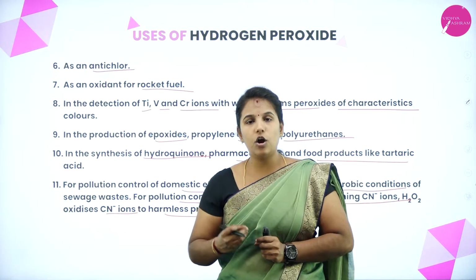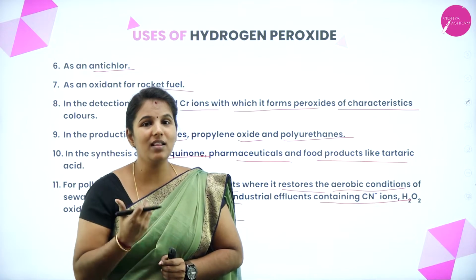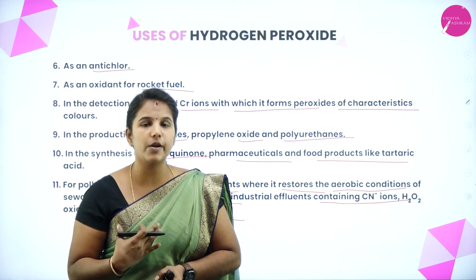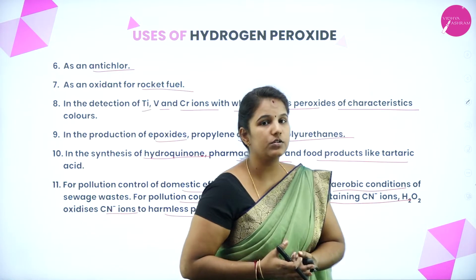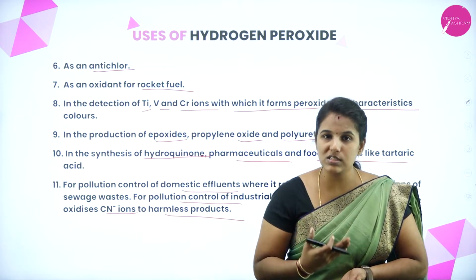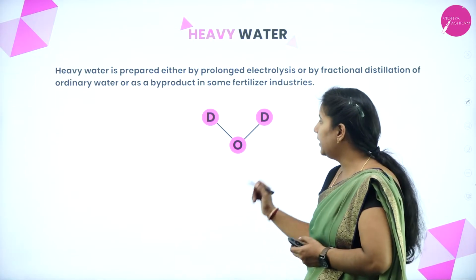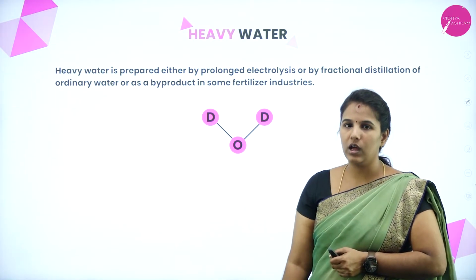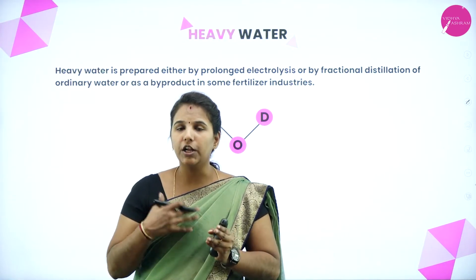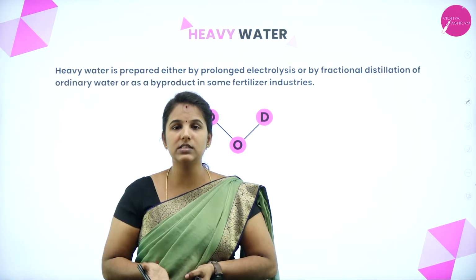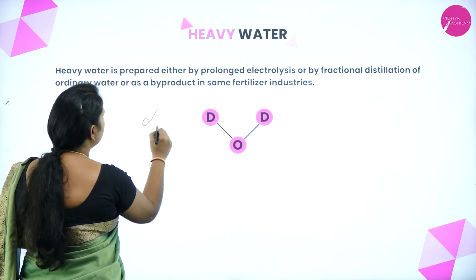This is how, in order to treat the sewage effluents as well as the industrial effluents, we add hydrogen peroxide, because this hydrogen peroxide oxidizes the cyanide ions, which cause more harmful effects to the effluents. That is why, in order to oxidize this into a simple form, we use hydrogen peroxide. Now let us see what is heavy water. So heavy water is nothing but normal water which is electrolyzed and becomes heavy water, and it has a formula of D2O.